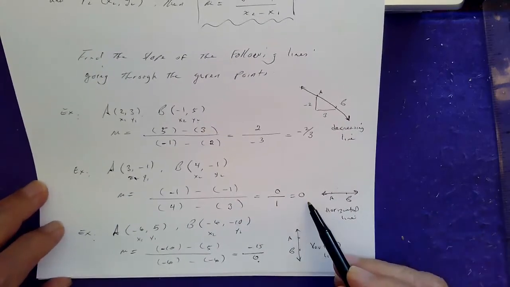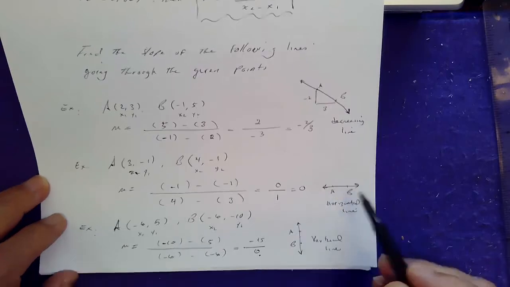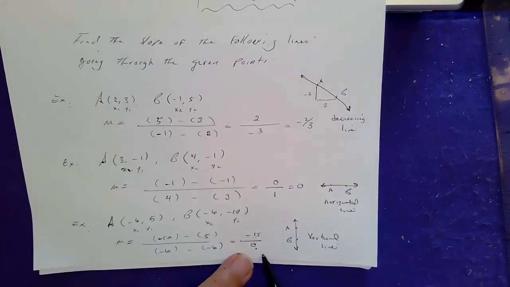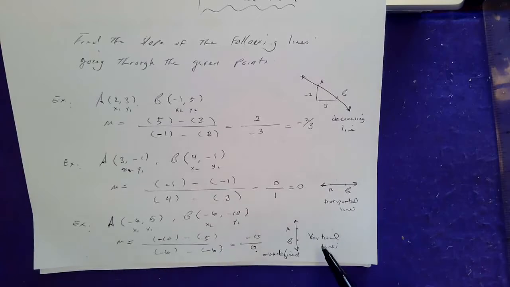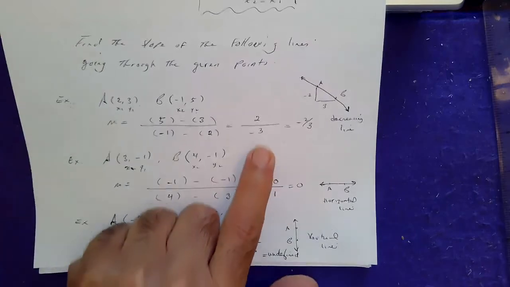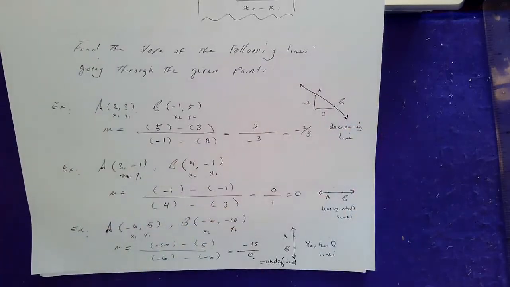So recap. If the slope is negative, the line decreases. If the slope is 0, the line is a flat line. If the slope is so-called undefined, the line is vertical. If the slope comes up positive, the line is increasing. That means it goes up.